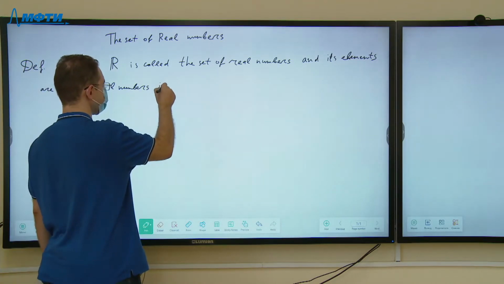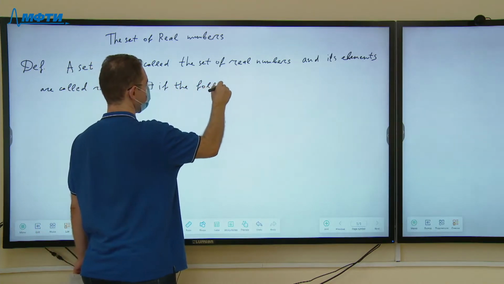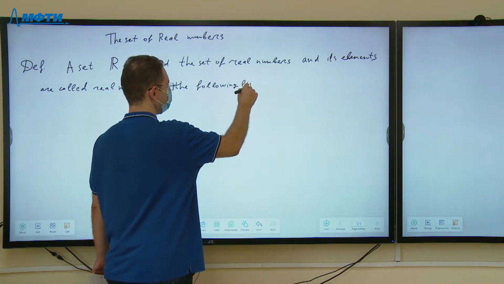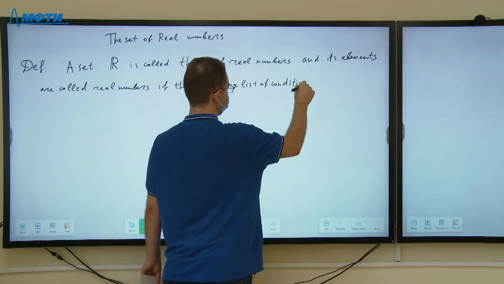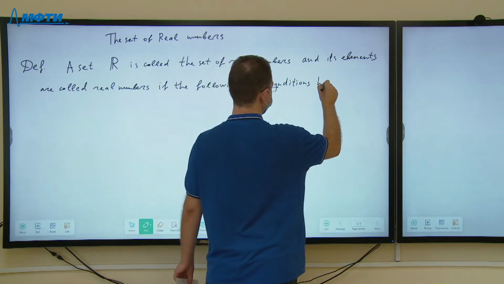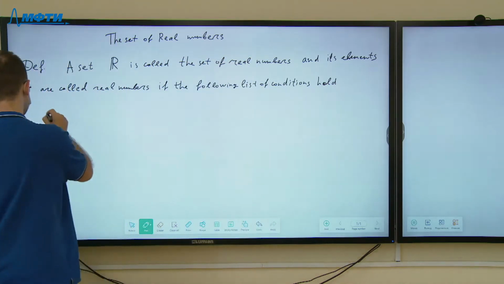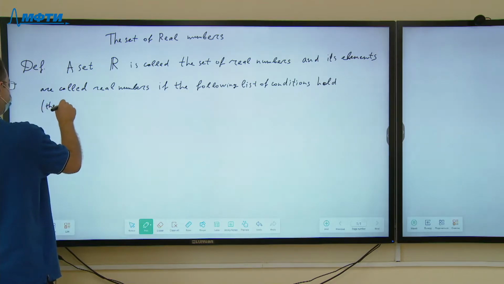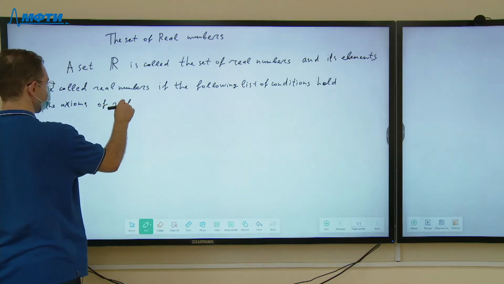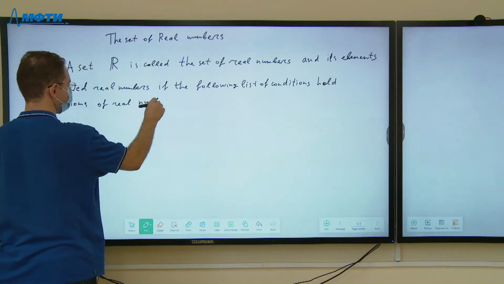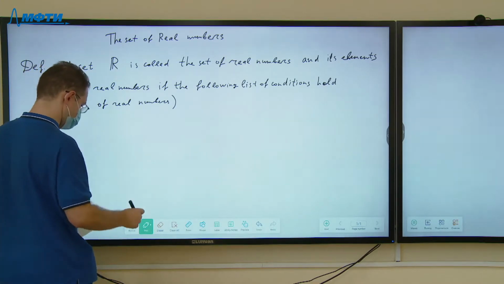If the following list of conditions hold, the list of conditions is called the axioms of the real numbers.